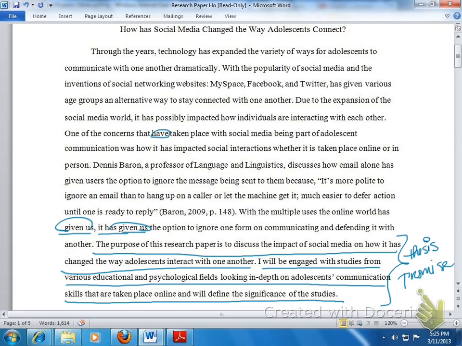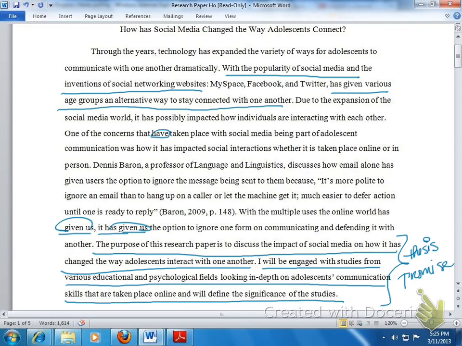What do you think is missing, or what would make you think is the thesis? That sentence is talking about the purpose, and I feel like his argument is in the second or third sentence. Tell us where. He's arguing with the popularity of social media and the inventions of social networking websites, and then he goes into the expansion. I feel like that's his argument. So which one's the argument? Tell me the pieces that are part of what you think is the argument. Second sentence through the third sentence. Starting with the popularity of social media, the inventions of social networking websites, giving various age groups an alternative way to stay connected with one another.